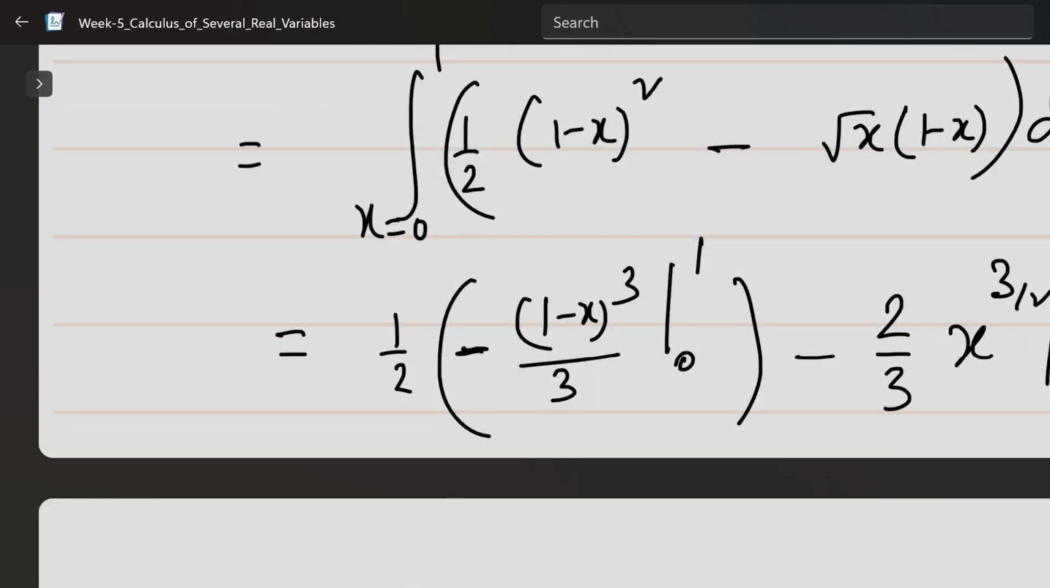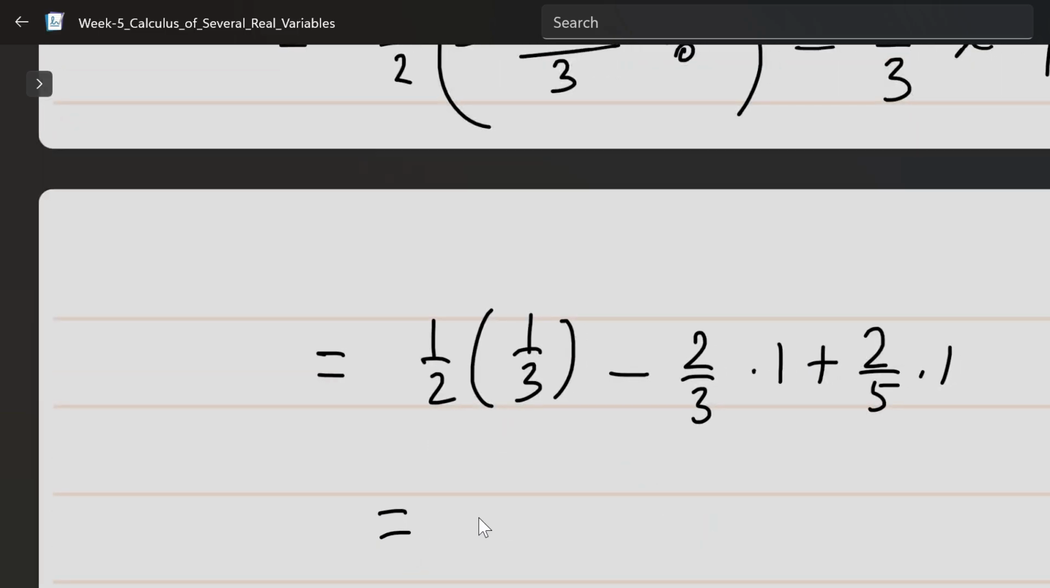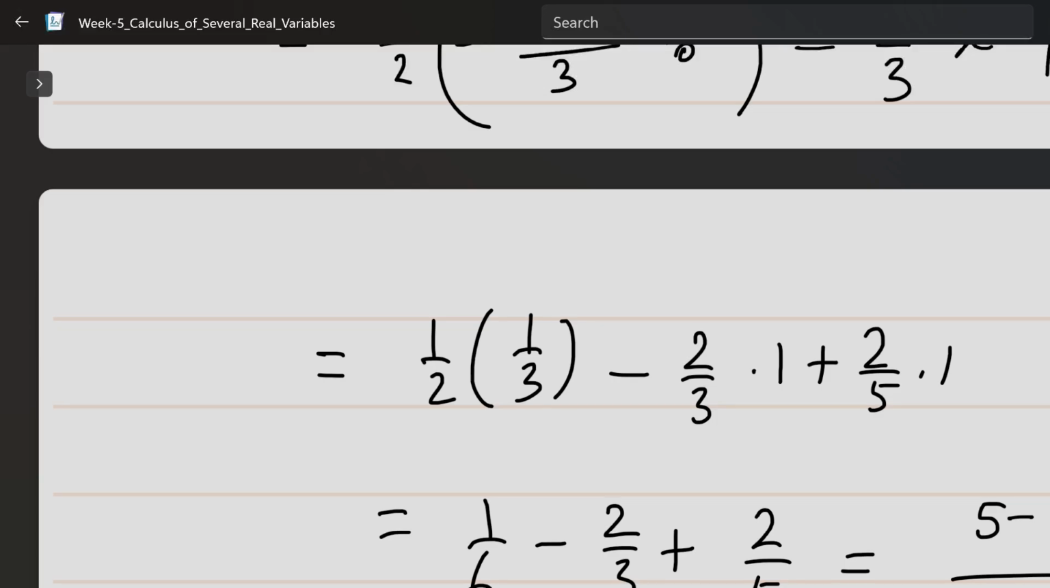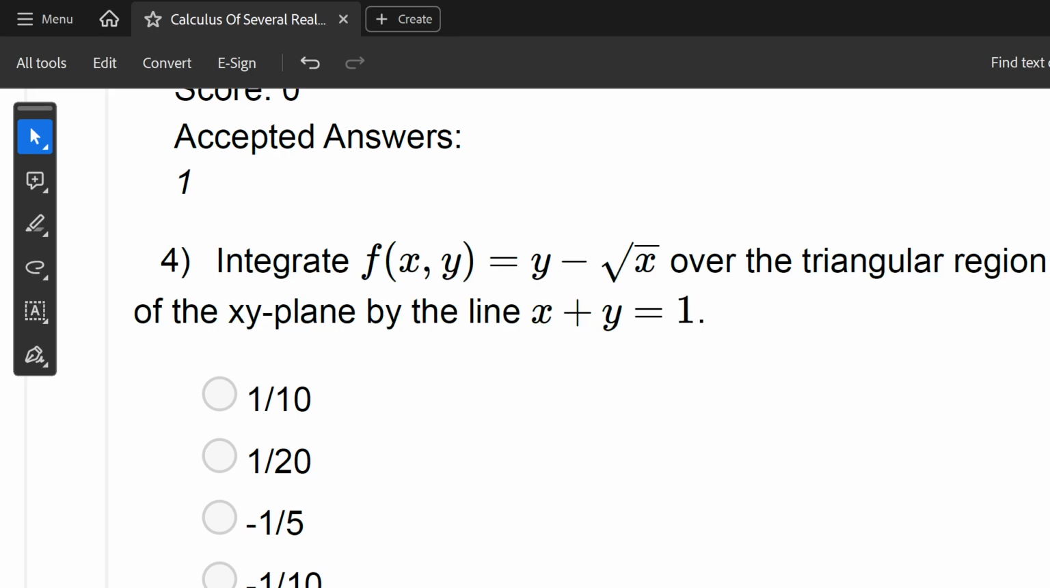So it is half of 1 by 3, minus 2 by 3 into 1, plus 2 by 5 into 1. That is 1 by 6 minus 2 by 3 plus 2 by 5. Taking 30 as the common denominator, 5 minus 20 plus 12, so it is minus 3 by 30, which is minus 1 by 10. So this is the answer. Let's see, the answer is minus 1 by 10, that is option D. Yes, it is correct.